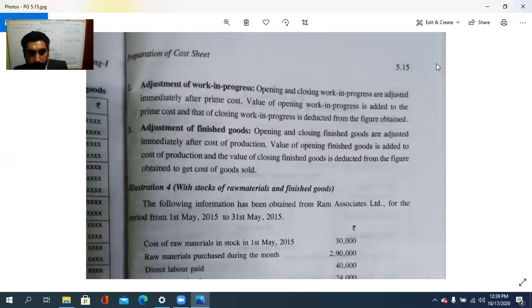Adjustment of work in progress is this. Opening and closing work in progress are adjusted immediately after the prime cost. Prime cost first, then factory overheads are added, sale or scrap value of the stock is deducted, then the opening work in progress is added and closing work in progress is deducted.